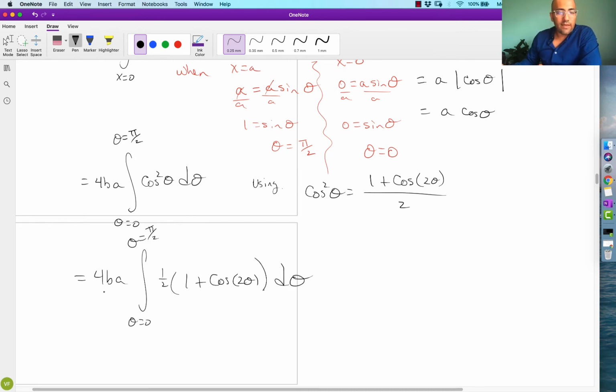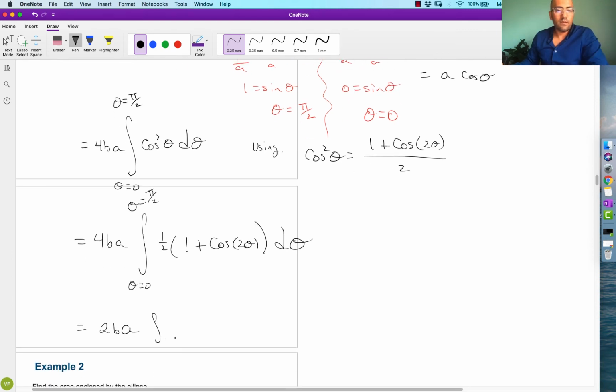I can factor out that half and get 2BA times the integral as theta goes from 0 to pi over 2 of (1 plus cosine 2 theta), and then the whole thing d theta. Good. Okay, so let's squeeze that over here.